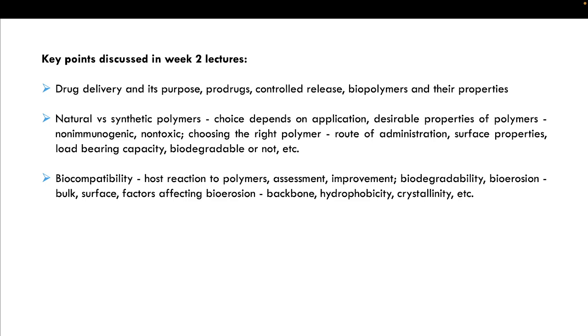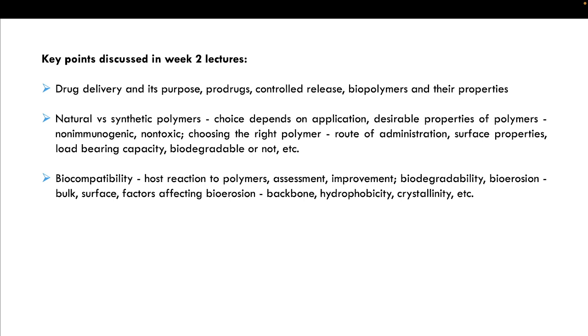Next is the biodegradability and bioerosion. Bioerosion can be via two different methods. It can be a bulk erosion or it can be a surface erosion. Bulk erosion meaning the polymer or the implant that you have will start eroding from all the sides. It will erode inside out and it will completely disentangle. Versus surface bioerosion, where your polymer or your implant will start eroding from its surface and then gradually it will shrink in size.